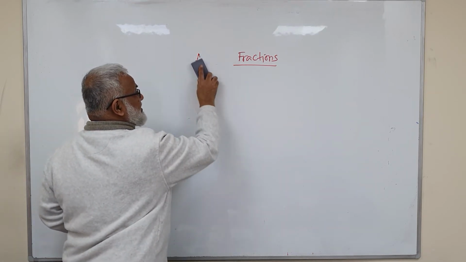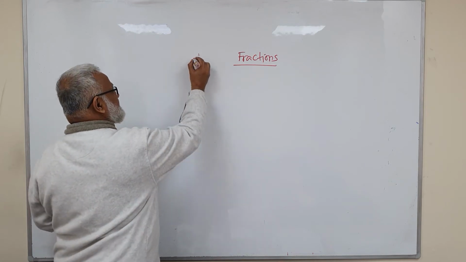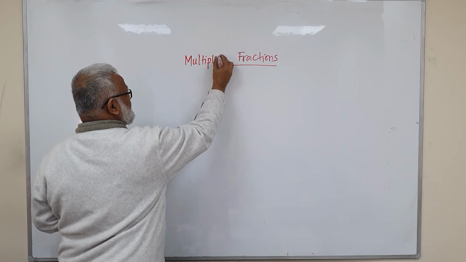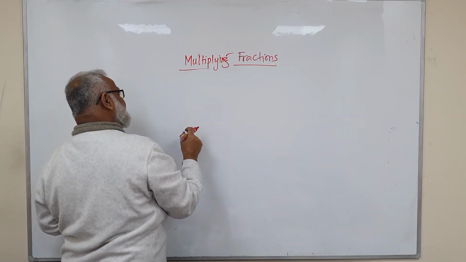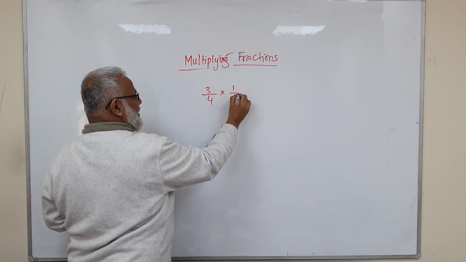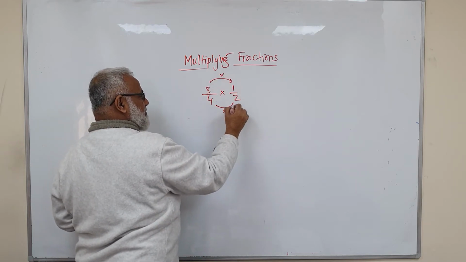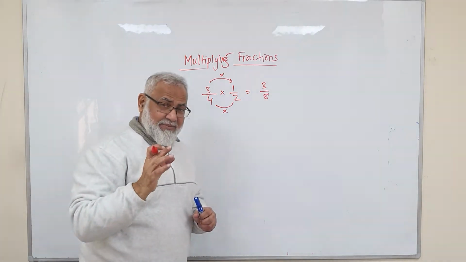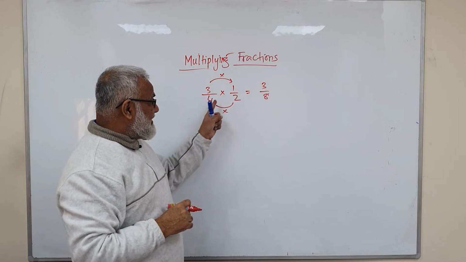Now that was adding fractions. What about multiplying fractions? So multiplying fractions, 3/4 times by 1 over 2. I times the top number and I times the bottom number. 3 over 8. Now remember, there is a misconception here. People think that means they multiply these two numbers and those two numbers. That's wrong.